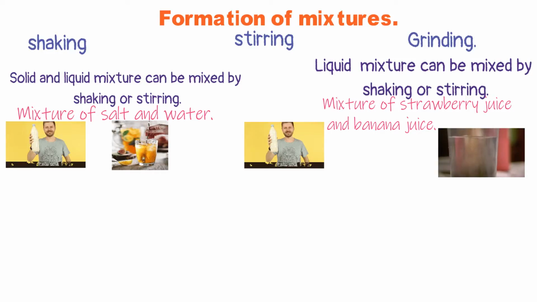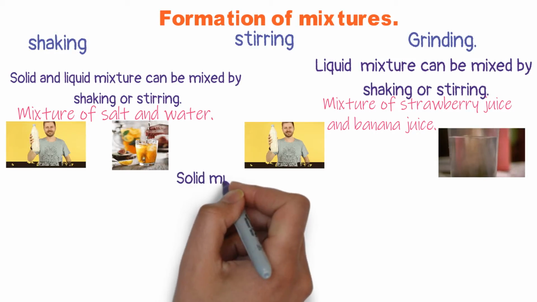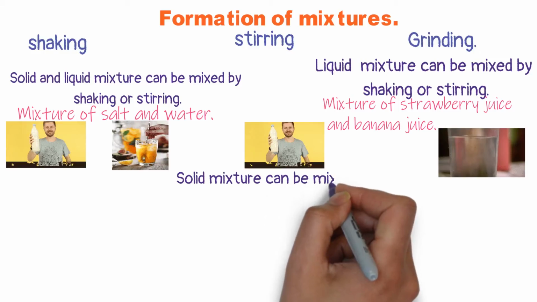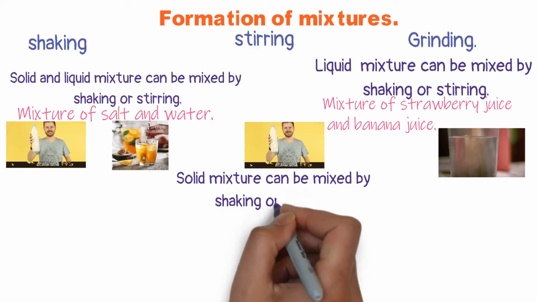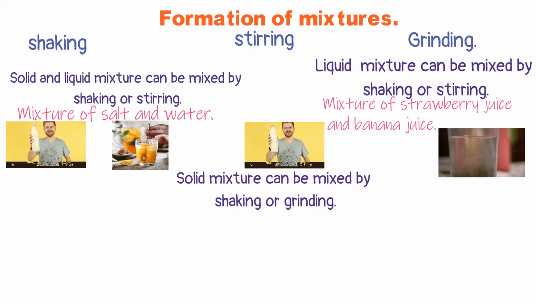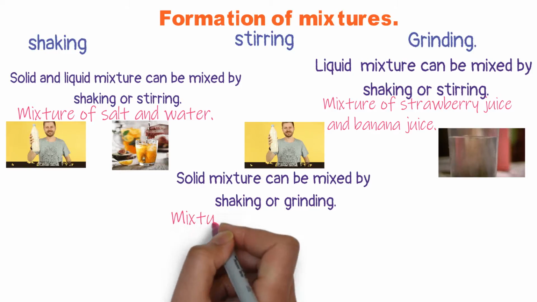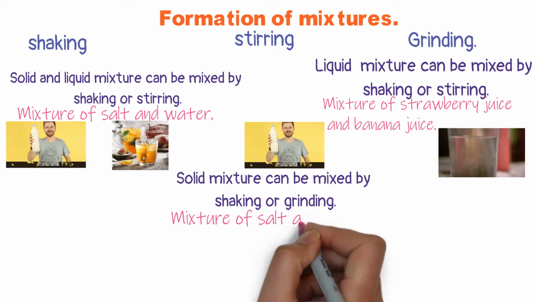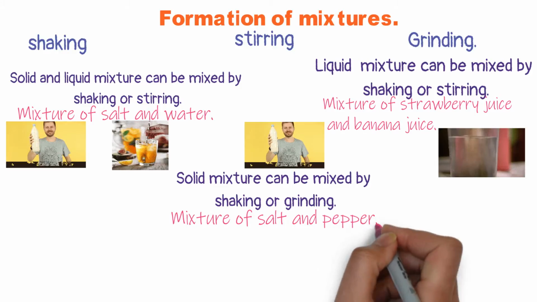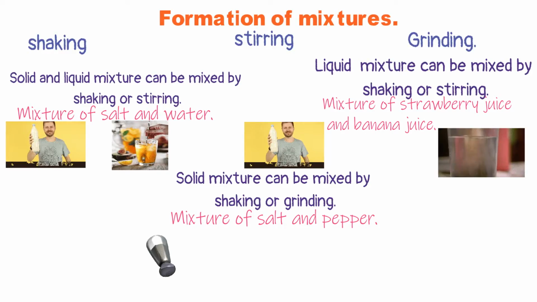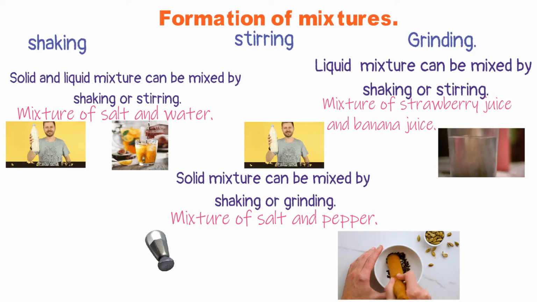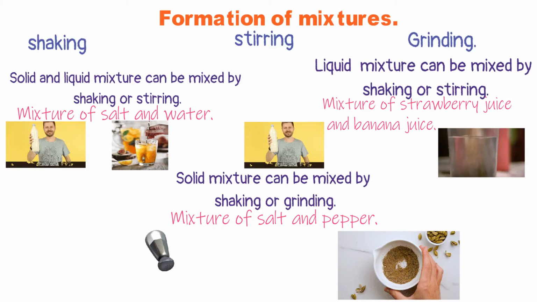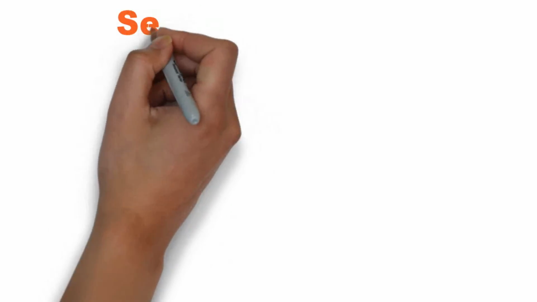The third method is that a solid mixture can be mixed by shaking or grinding, like the mixture of salt and pepper. We can form it by shaking and or grinding. These are the methods for formation of the mixture.